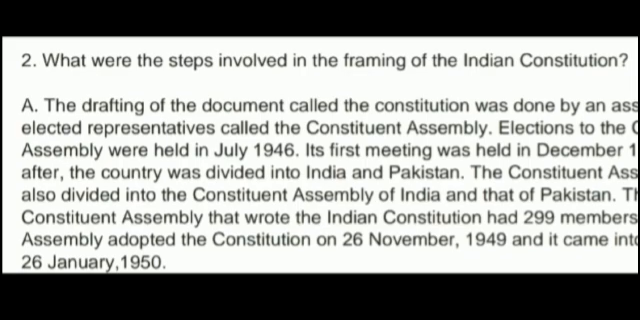The Constituent Assembly that wrote the Indian Constitution had 299 members. The Assembly adopted the Constitution on 26 November 1949 and it came into force on 26 January 1950.